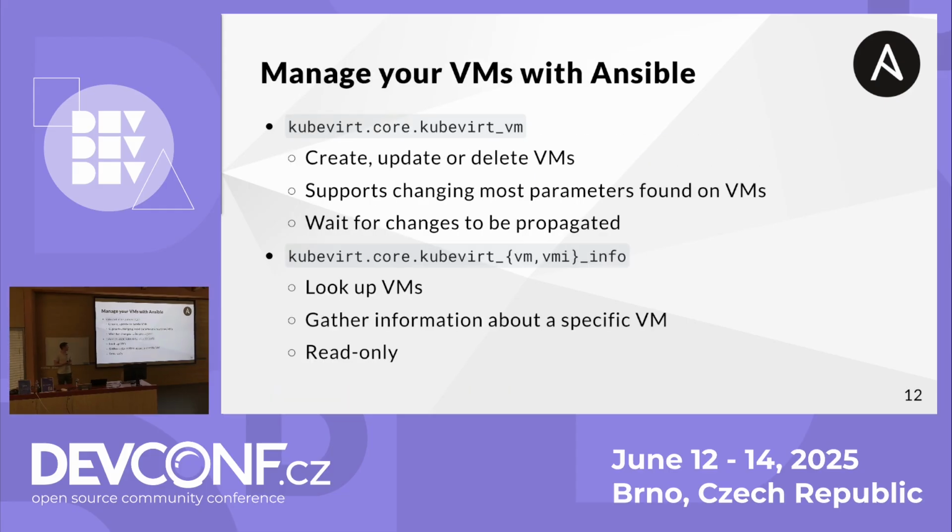So let's have a closer look at what's inside this collection. We have some modules. The first one is the kubevirt_vm module. This module allows you to create, update, or delete virtual machines. It's kept lean intentionally, but it still supports changing most parameters you could find on a virtual machine. For that, it essentially allows you to modify the spec, which would be used to create an actual running virtual machine. Also, it allows you to wait for changes to be propagated.